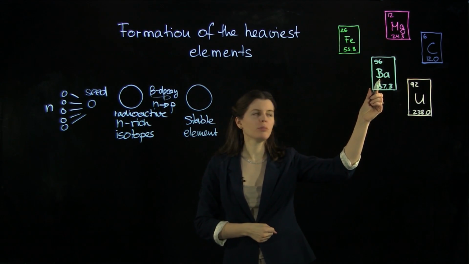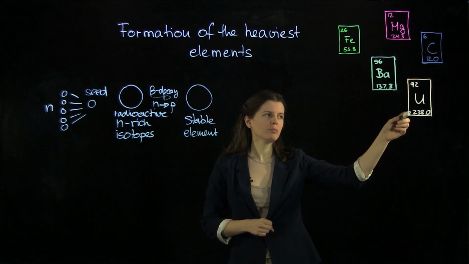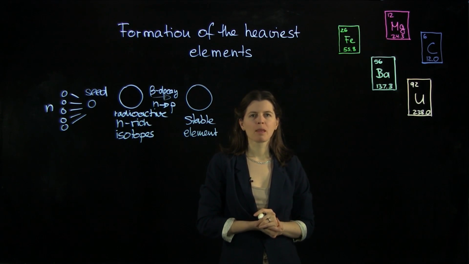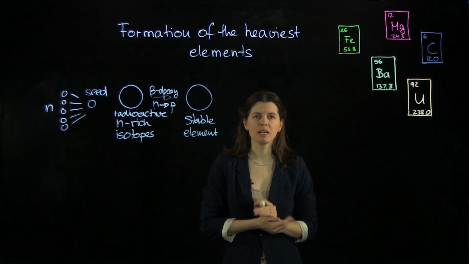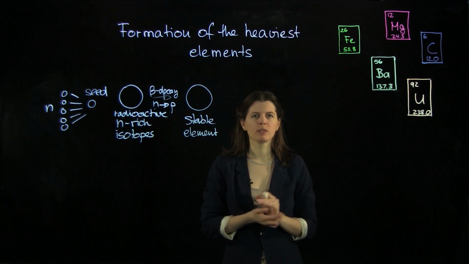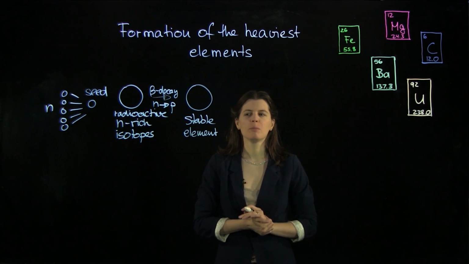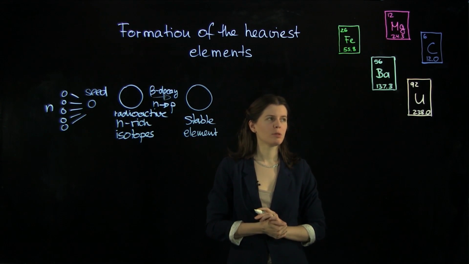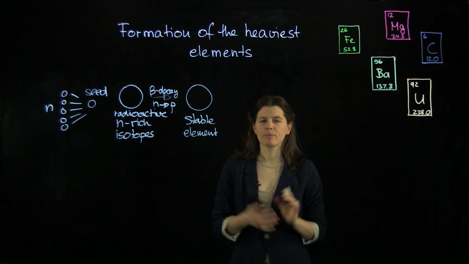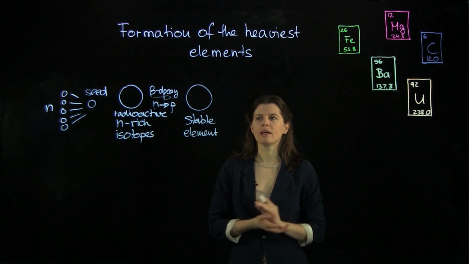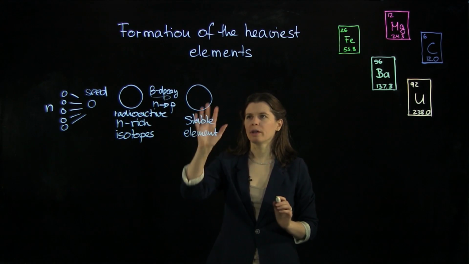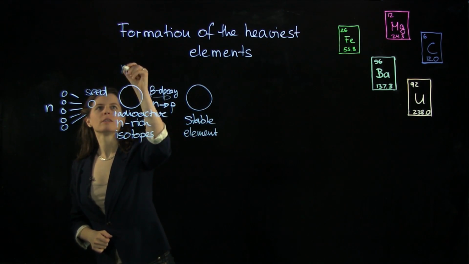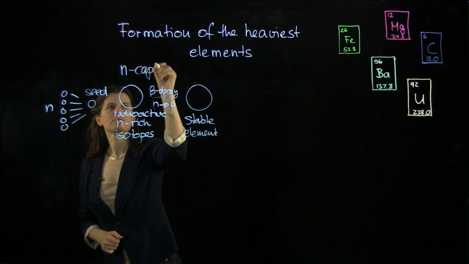An example would be barium here, or uranium. Uranium-238 is technically not a stable element, but its half-life is 4.7 billion years. So for us humans, that's pretty stable. But on cosmic timescales, it is not. But if we want to consider it as stable, it would be the heaviest element that we have on Earth that's long-lived. And so they're all made by this so-called neutron capture process.